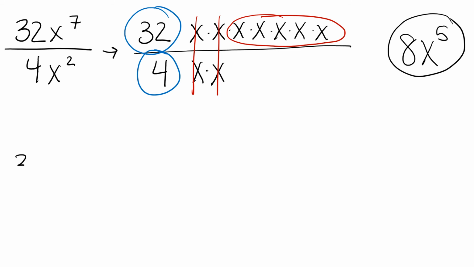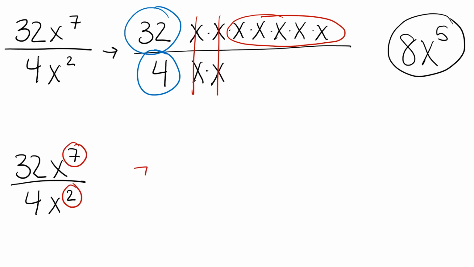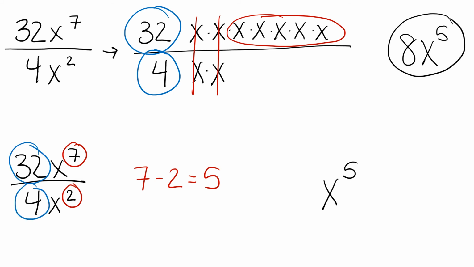If you wanted to use the shortcut method, you would take the 32x to the 7th and the 4x squared, which are being divided. Our shortcut when dividing is to subtract our exponents. 7 minus 2 is 5. The base number x stays the same. The 5 is the new exponent. And our coefficients are divided. 32 divided by 4 is 8.